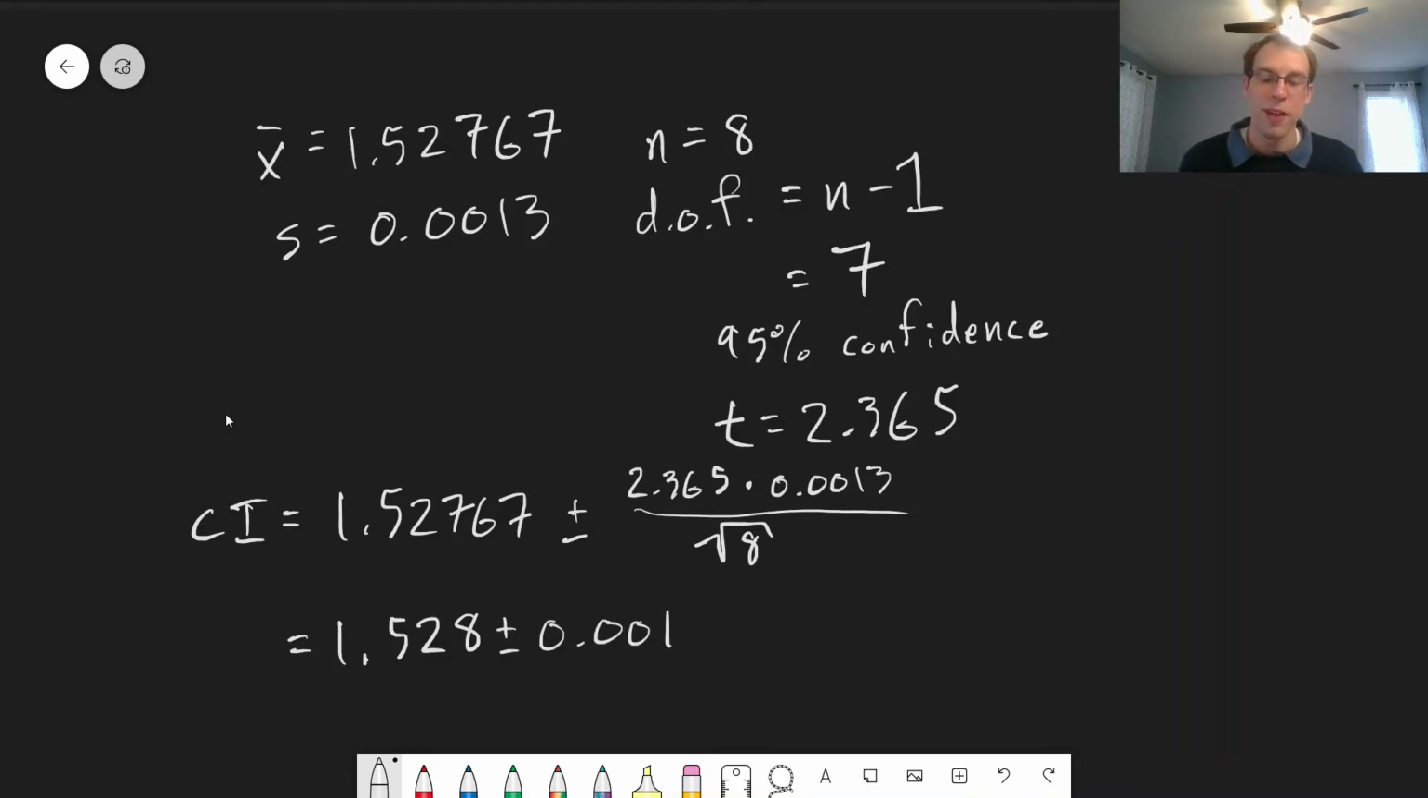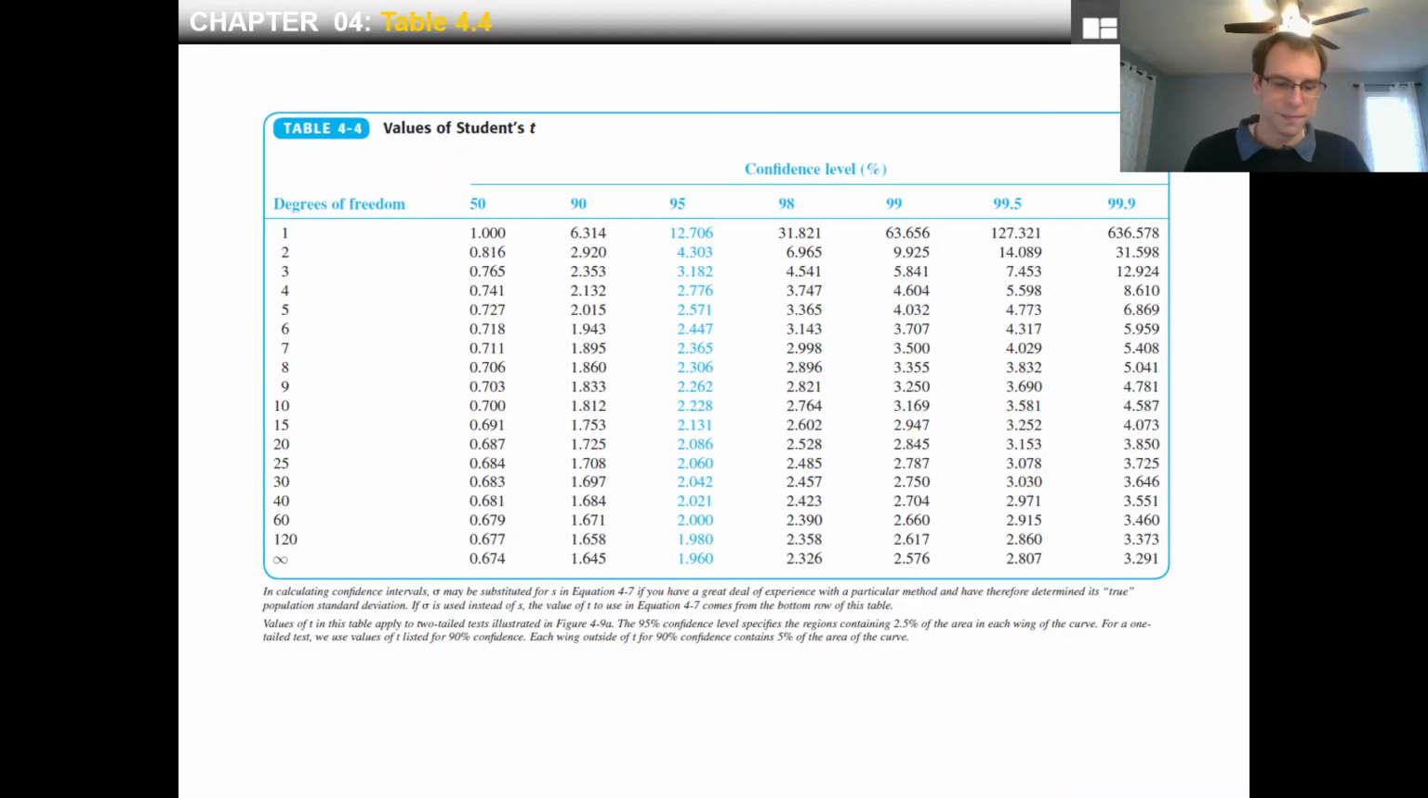So that means we have 95% confidence. 95% of the time, the true mean for the sample that we measured would lie within the range of 1.527 up to 1.529. To visualize what this means, let's look at a figure from your textbook.